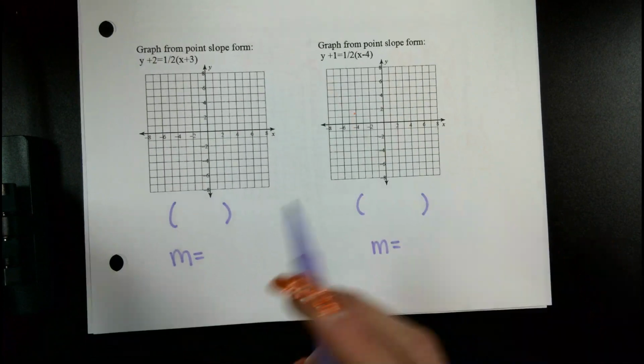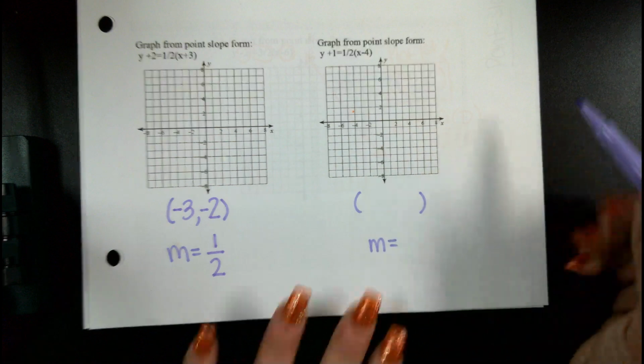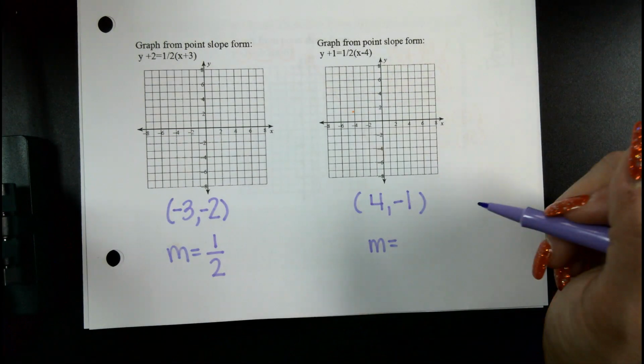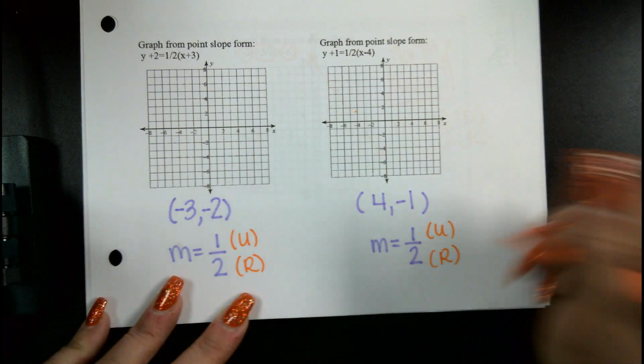So, for the first one, let's find my ordered pair for this one. -3 and -2. That is 1/2. Okay? I'll plot that one in a minute. This one over here, what is my ordered pair for the second one? Slope is again 1/2. Okay, so since they're both positive, so up and right on both of those, we just will have a different starting point for each one.